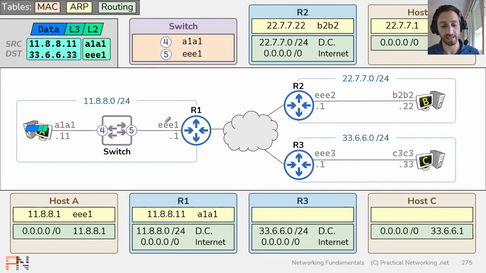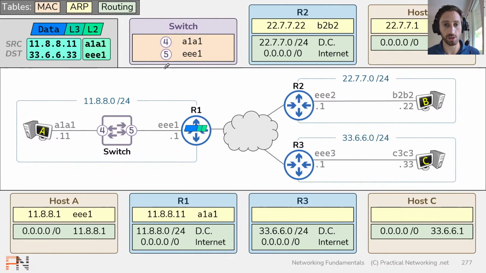So host A will put that onto the wire where it'll arrive on the switch. The switch has nothing new to learn, so it'll simply refresh this particular entry in its MAC address table, knowing that something on port 4 was just received with a source MAC address of A1A1. And this frame is meant to be delivered to EEE1, which exists at port 5. So the switch will send it out port 5, where it'll arrive on router 1.